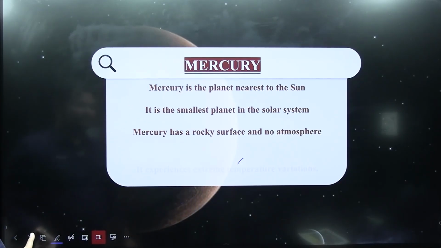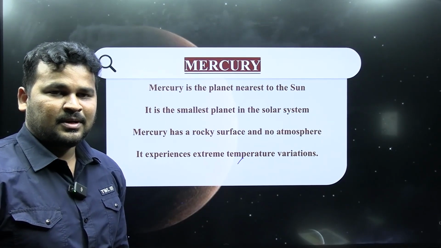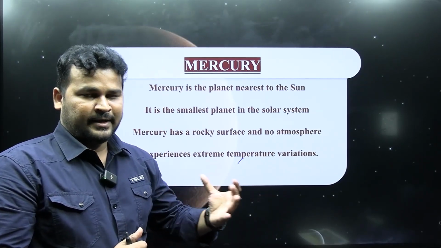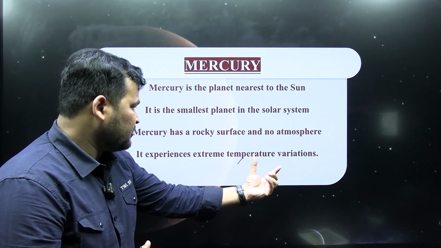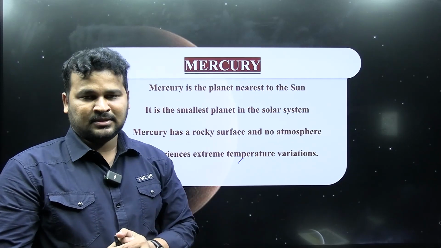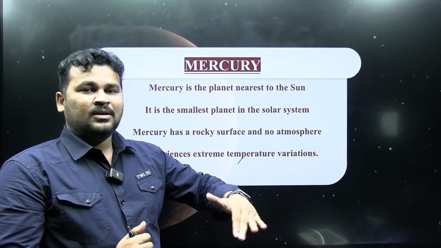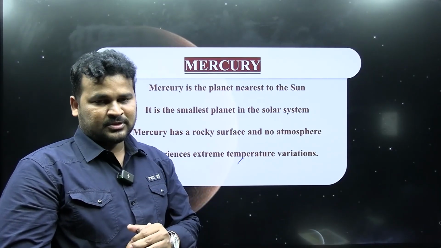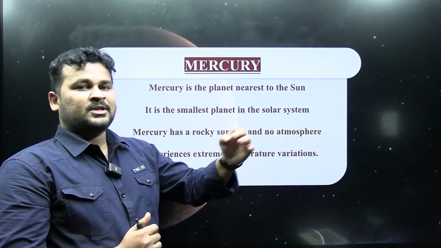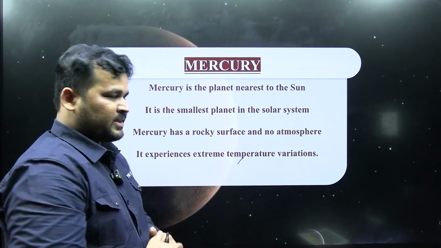It experiences extreme temperature variations due to its closeness to the Sun, and also because of its rocky surface. Sometimes, for example, the temperature may be very high, approximately a million degrees by the speaker's figure, and sometimes it may be 50 degrees centigrade. So this much variation we can see over there.